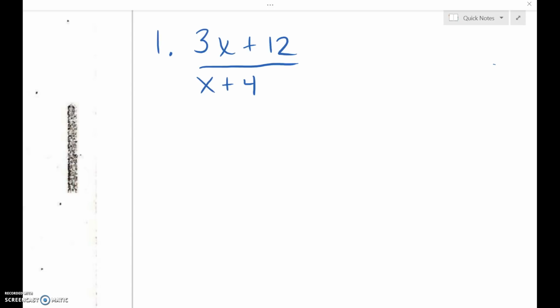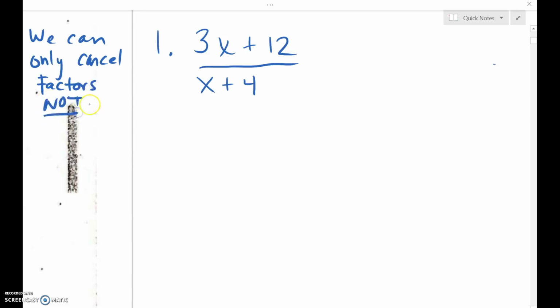One of the things that's a fundamental idea that is worth writing down is that we can only cancel factors, not terms. Okay? So the idea here is that I have to factor these rational expressions before I can cancel anything out.